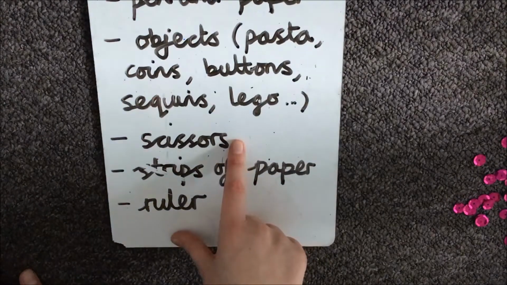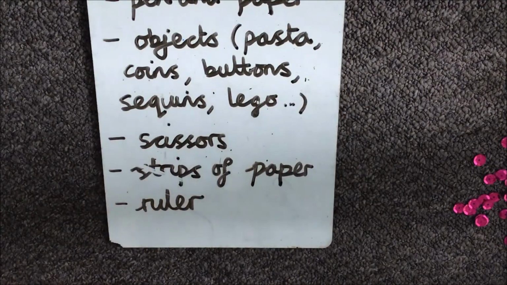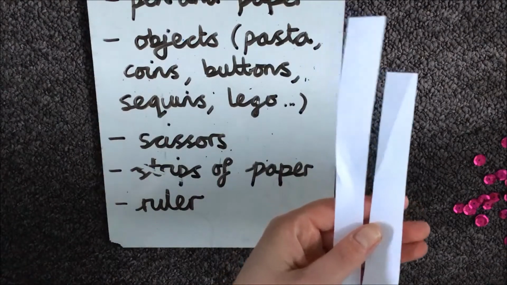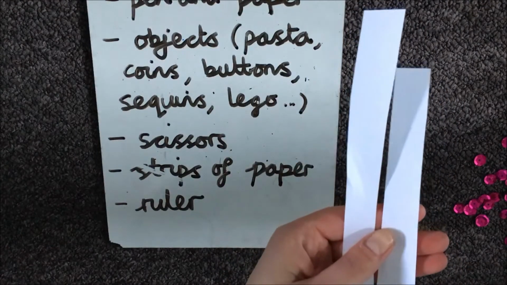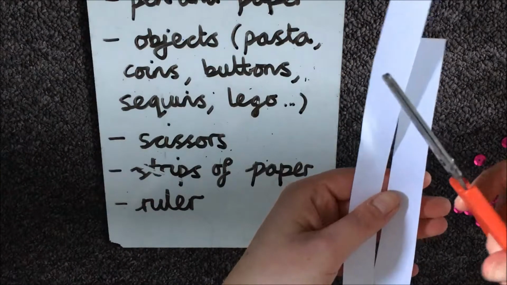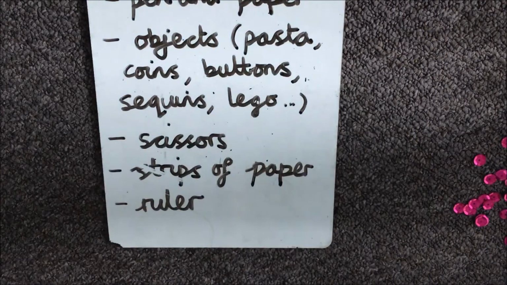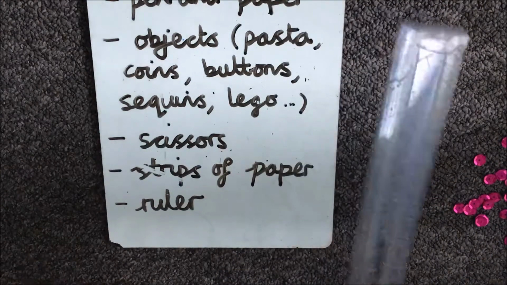You're going to need some scissors and you're going to need some strips like yesterday's lesson. We're going to do some more bar modelling today. So you'll need strips and your scissors to cut them up. The last thing you'll need is a ruler to help you draw those bar models.